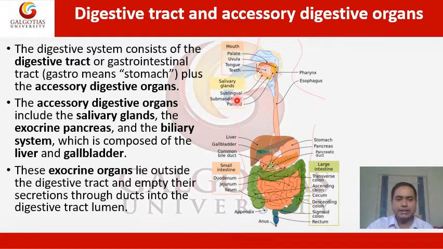So the accessory digestive organs include the salivary gland, exocrine pancreas and the biliary system, which is composed of the liver and the gallbladder. These exocrine organs lie outside of the digestive tract and empty their secretions through ducts into the digestive tract lumen.